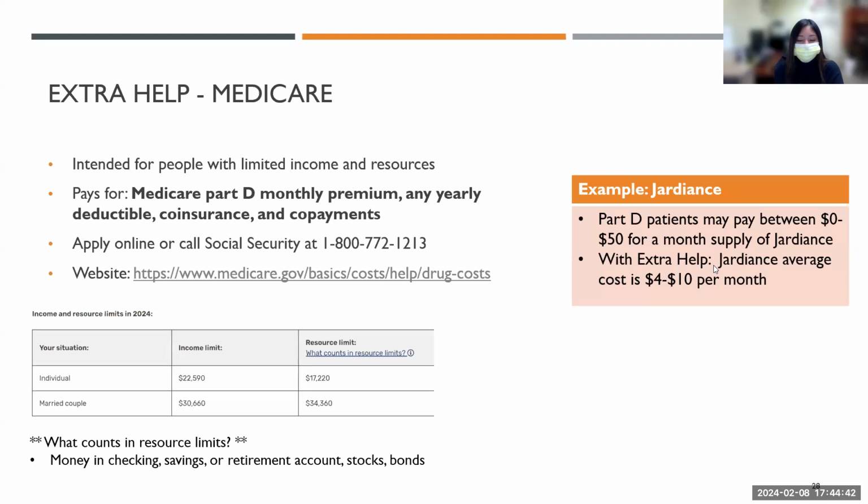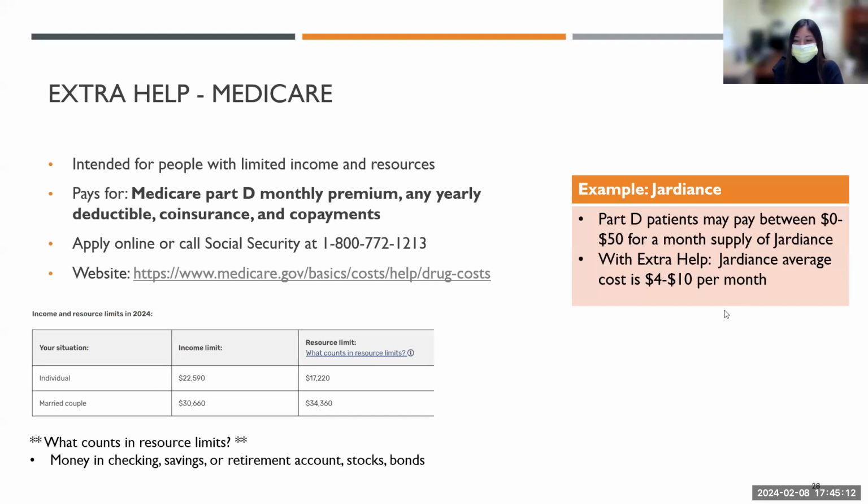And I did want to show just a screenshot of some of the income and resource limits as of 2024, and that if you do qualify, these are the limits to look out for. There is a little pop-up over here which mentions what counts in resource limits in the individual or married couple. So essentially what counts in resource limits is the money in your checking, savings, or retirement account and your stocks and bonds.